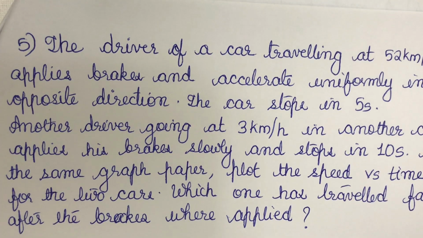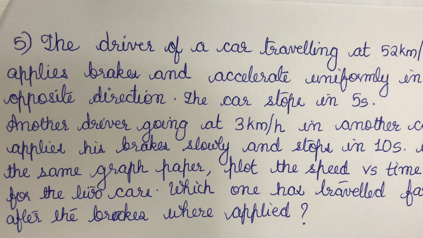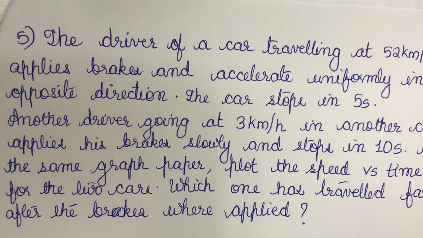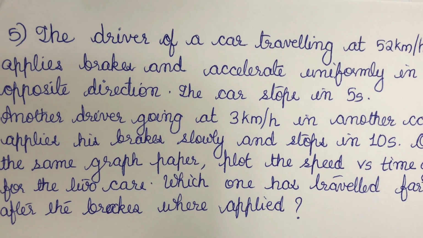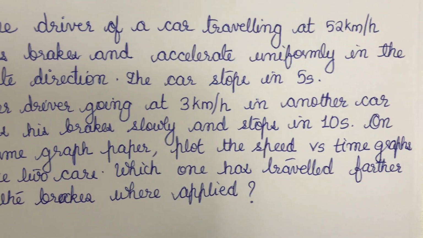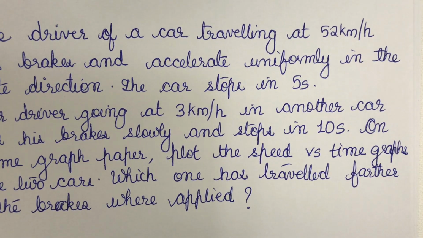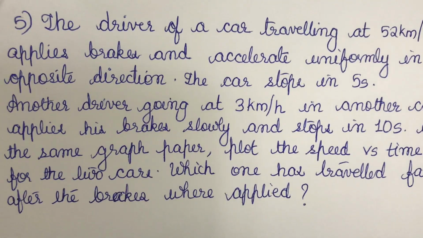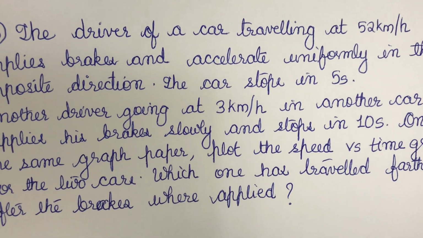Okay, now we move on to our fifth question. The driver of a car traveling at 52 km per hour applies brake and accelerates uniformly in the opposite direction. The car stops in 5 seconds and the driver going at 3 km per hour in another car applies his brake slowly and stops in 10 seconds. On the same graph paper, plot the speed versus time graph for the two cars. Which one has traveled farther after the brakes were applied?